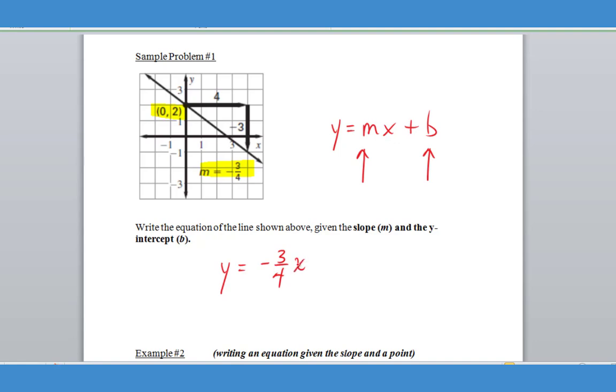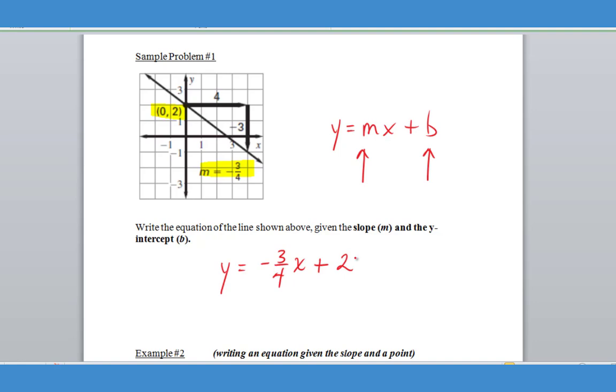It's very vitally important that you remember to plug that x in there. That x is part of this. And then the y-intercept, we're only going to take the y value, which is a 2. And so we now have this equation in slope-intercept form, and that's as far as we need to go.